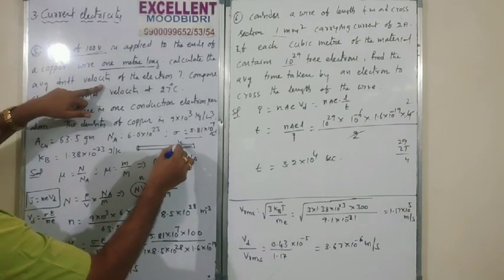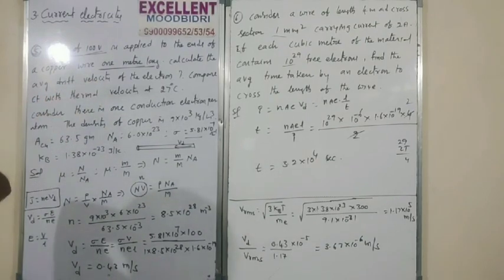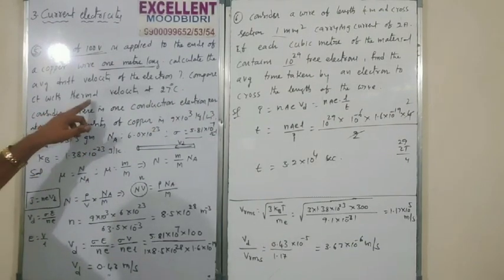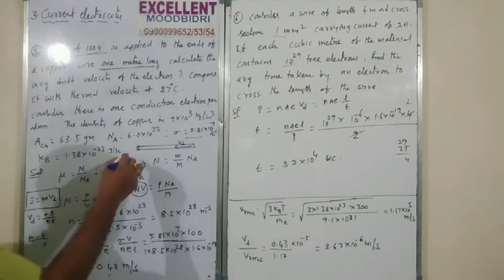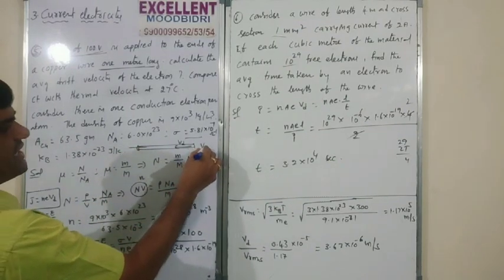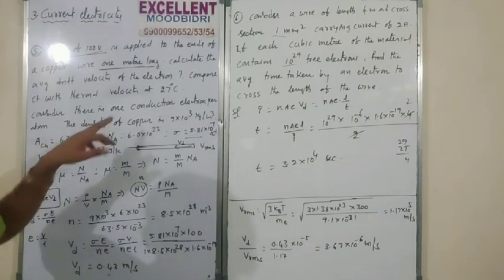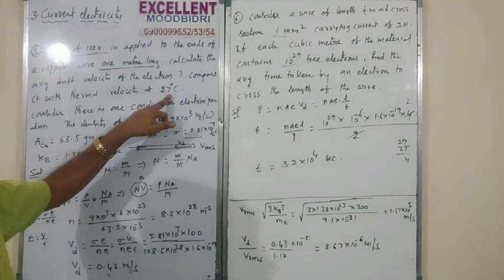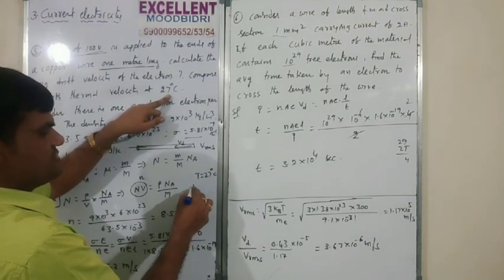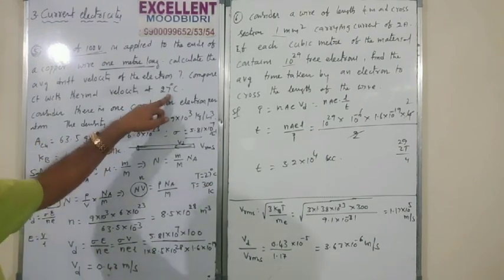So they are asking drift velocity. That is the first question. Second one, compare it with thermal velocity. What is thermal velocity here? VRMS velocity in the copper wire. At how much temperature? T is 27 degrees Celsius, given. So convert into Kelvin, 300 will come, right? 27 plus 273, we know already.